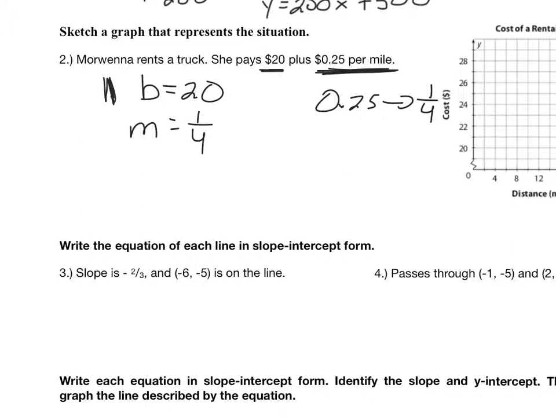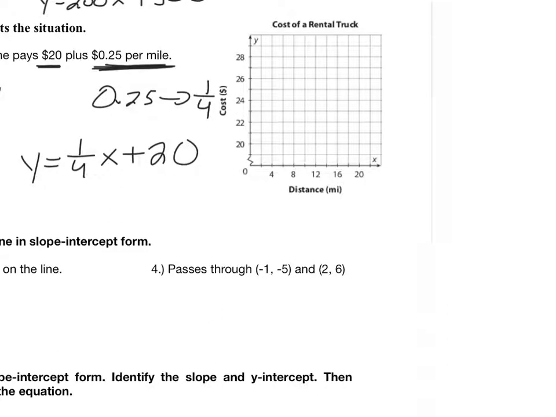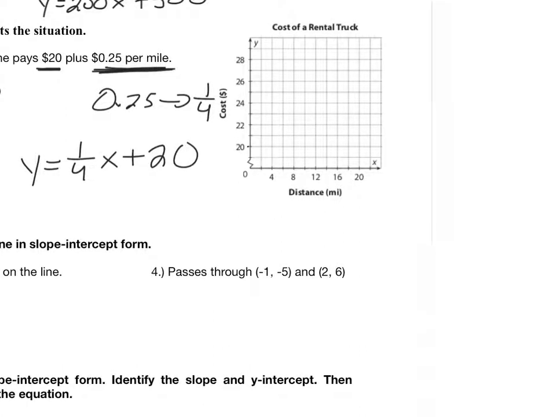Then we just write this in slope-intercept form, so we have y equals 1/4 x plus 20. So our y-intercept is 20, and we rise 1, run 4, rise 1, run 4, and so on and so forth. So we connect this with a line, and that is that. That would be the cost of a rental truck.